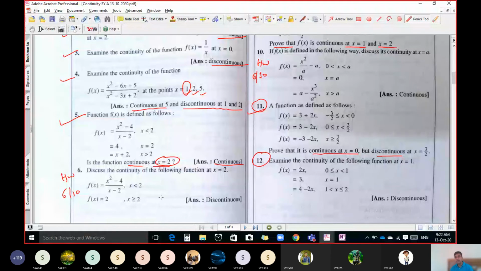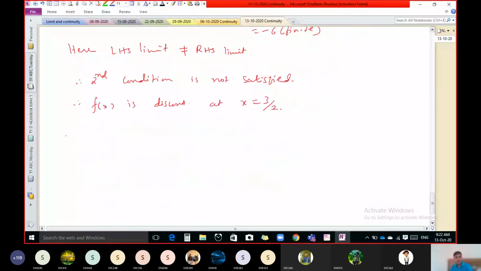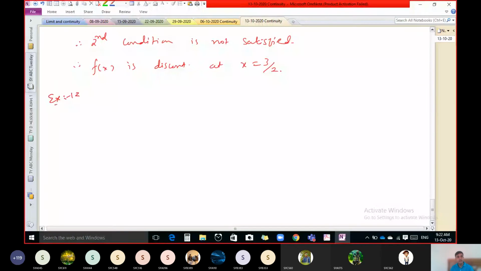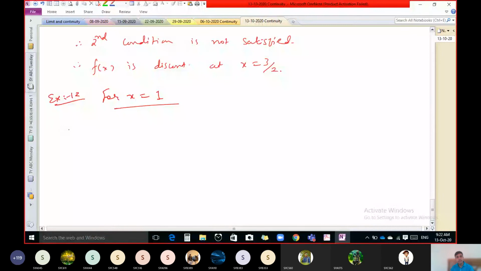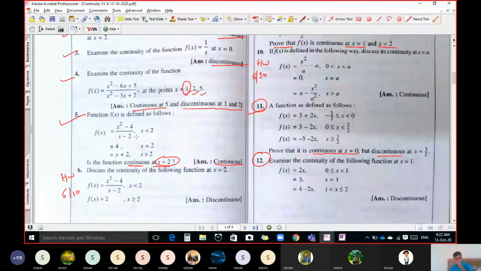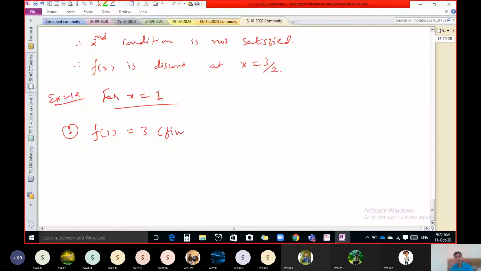Question number 12. Examine the continuity of the function at x equal to 1. For x equal to 1, we want to verify. First condition, f of 1. Observe the function carefully. When x is 1, what is the value of the function? 3. Perfect. 3 is finite. So the first condition is satisfied.